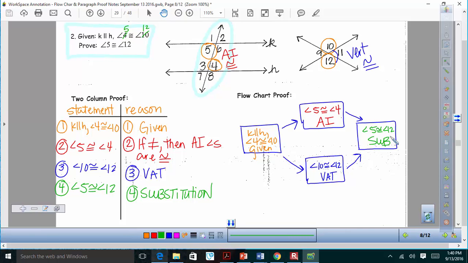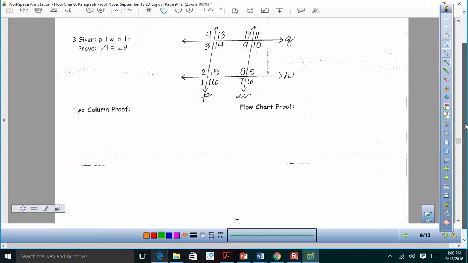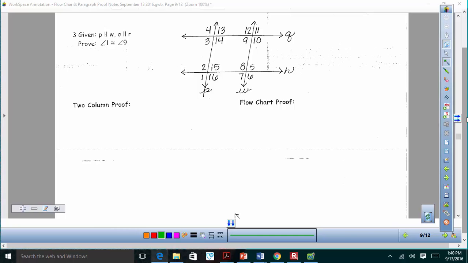Okay? All right, so our flow chart proof's pretty easy. Okay, it's just building on what we already know. Okay? So on 3, I'm not actually going to make you write a flowchart proof because I think you get it, but I do want to go over the proof since we struggled on the homework.